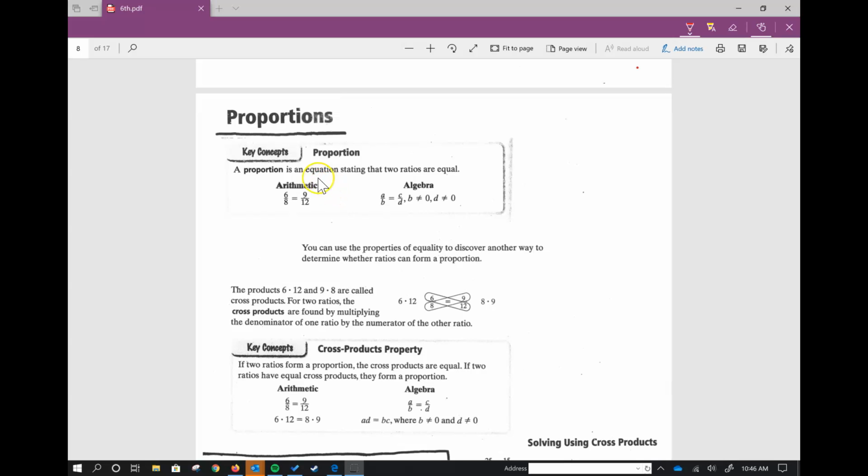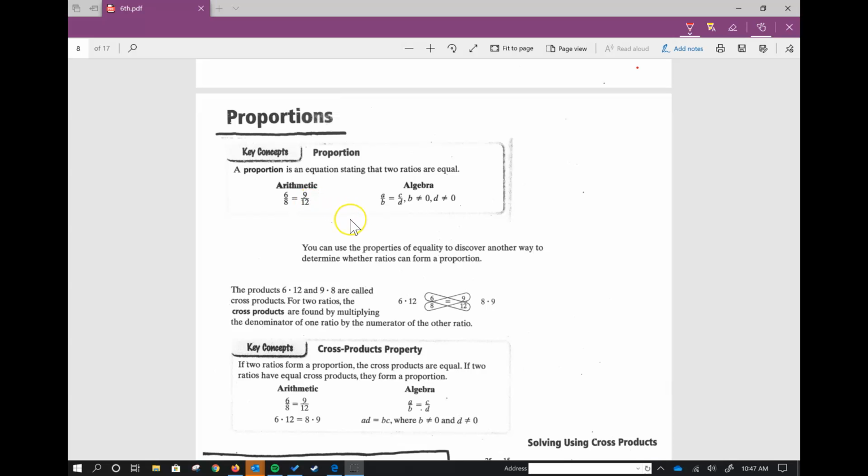So, in our example here, we have 6 over 8 equals 9 over 12. If you remember our fraction unit, you'll remember that both of these things can be simplified down to 3/4. 6 divided by 2, 8 divided by 2 gives you 3/4. 9 divided by 3, 12 divided by 3 gives you 3/4. So those are indeed equal to each other.